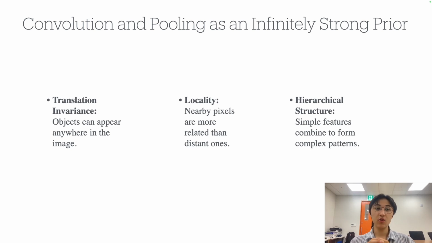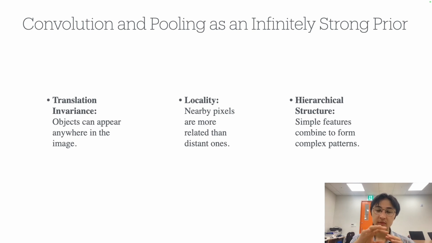And convolution gives us assumptions. The first assumption is that objects can appear anywhere in the image, and convolution and pooling follow this. So for convolution and pooling, it doesn't matter where the object is in the image, they can find it, and their algorithm works with this prior assumption.